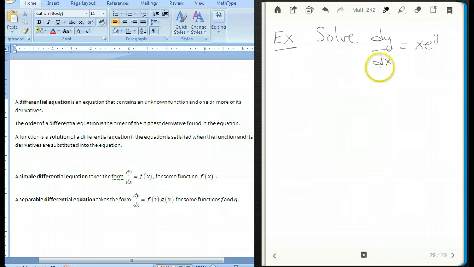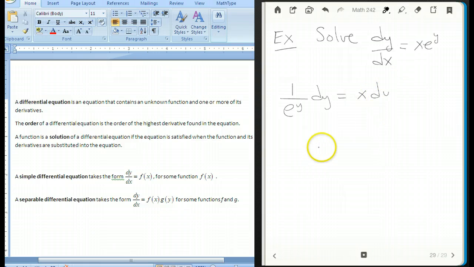Okay, so is this simple or separable? Well, notice that there's y stuff on the right-hand side, which means this is not simple. It is a separable differential equation because it says expression of x times an expression of y. Okay, so let's separate things. I'm going to move the expression of y to the denominator, so 1 over e to the y dy equals, and I move the dx up, x dx.